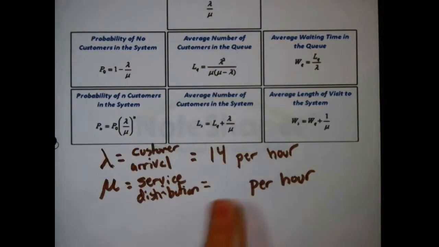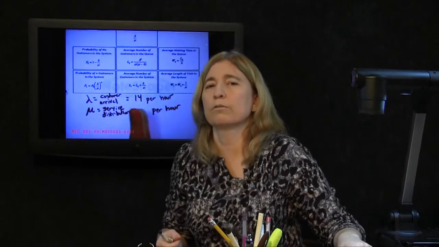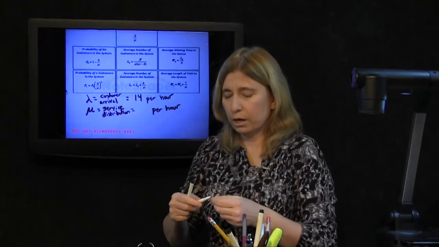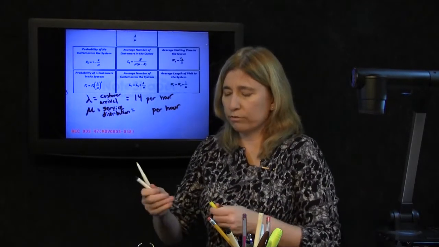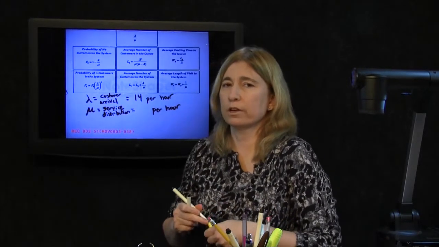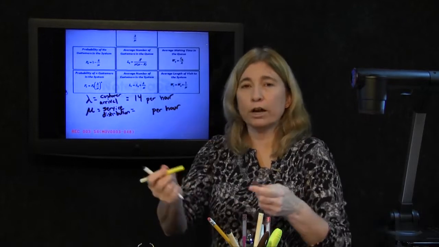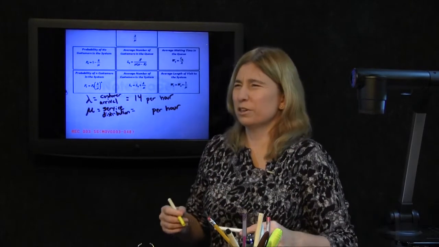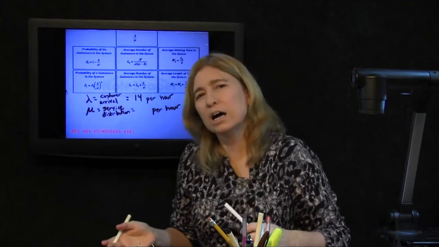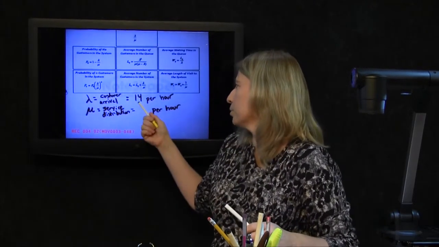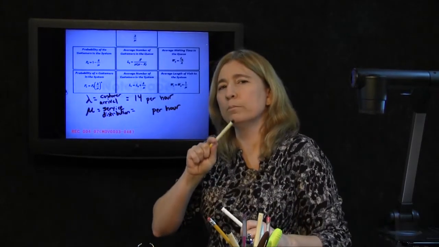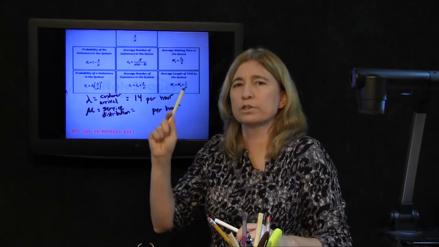So you just write a 3? Do not write a 3, especially not in ink, because mu is not 3. Mu is always the average number of services that can be provided in a certain time interval. What time interval? Whatever time interval lambda was talking about. Our lambda is 14 per hour. That means that our mu should be so many services per hour.